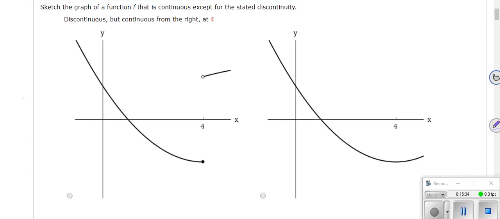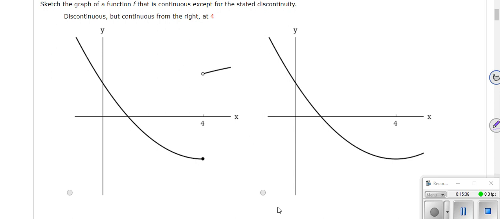Sketch the graph of a function f that is continuous except for the stated discontinuity. So we want a continuous function except we want it discontinuous at 4. I don't really like the way these are worded. We want it discontinuous at 4, but continuous from the right at 4. Notice this is just like a prepositional phrase. So it is discontinuous at 4, but even though it's discontinuous at 4, it's continuous from the right.